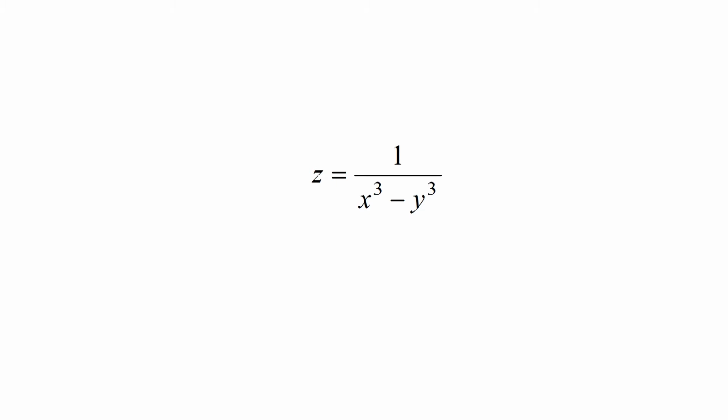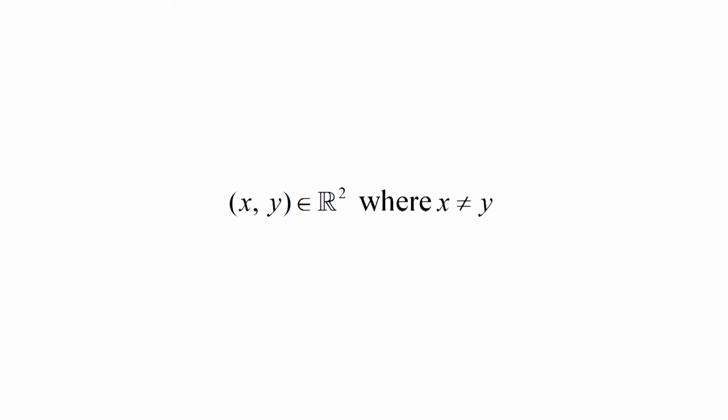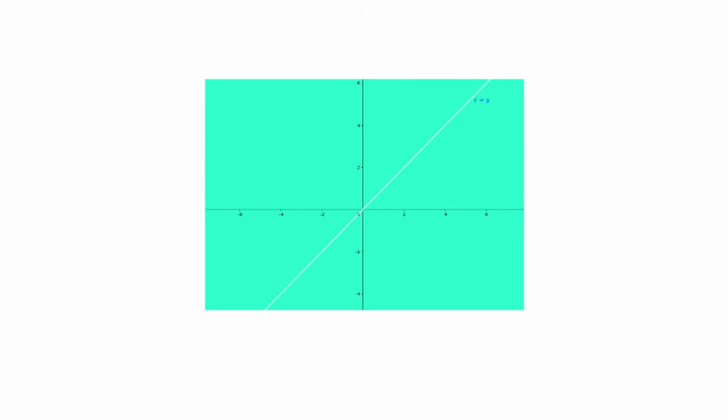As another example, consider the function z equals 1 upon x cubed minus y cubed. Since x cubed minus y cubed is equal to (x minus y) times (x squared plus xy plus y squared), it follows that z can be defined at all points (x, y) in R2 where x is not equal to y. Hence, the natural domain of the function is D, the set of all ordered pairs (x, y) belonging to R2 such that x is not equal to y.